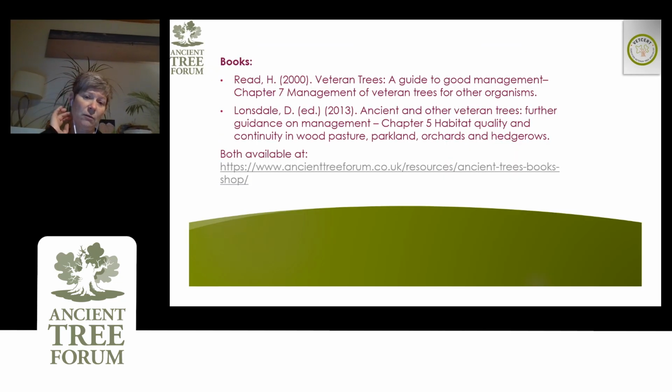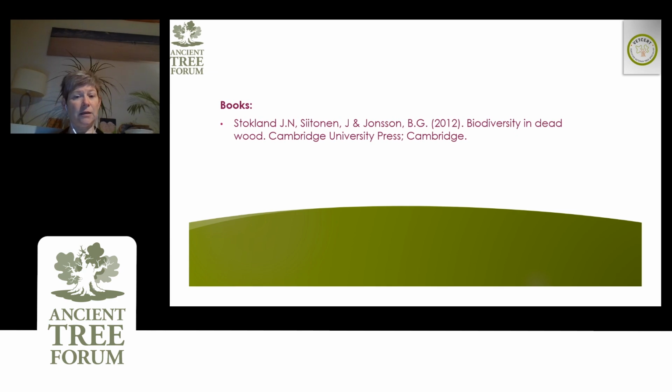So finally, some of the resources that are available to support you in this particular unit. There's chapter 7 in Helen Read's book, Management of Veteran Trees for Other Organisms, which is a good overview and summary of some of the things to think about with regard to other species. In David Lonsdale's book, chapter 5 talks about habitat quality and continuity in wood pasture, parkland, orchards and hedgerows, and picks up the requirements for different species and the species associated with veteran trees. This is a fantastic book if you want to dive in more deeply.